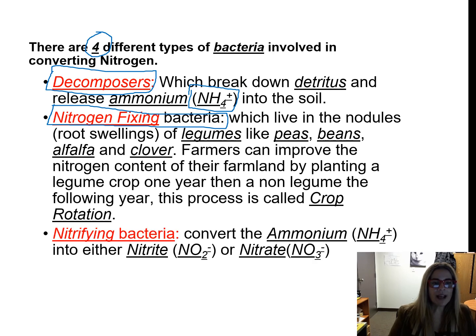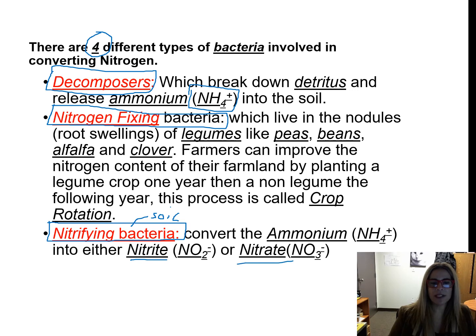So nitrifying bacteria, okay, so this is the next step. This is going to take the ammonium that the decomposers, like the bacteria and the fungi in the soil, and the nitrogen fixing bacteria produced. Decomposers and nitrogen fixing bacteria produce that ammonium. And then the nitrifying bacteria, which lives naturally in the soil, okay, so that's one important thing, we have this nitrifying bacteria in the soil, and it will actually convert the ammonium into nitrites or nitrates.